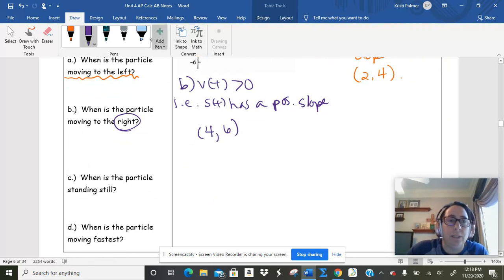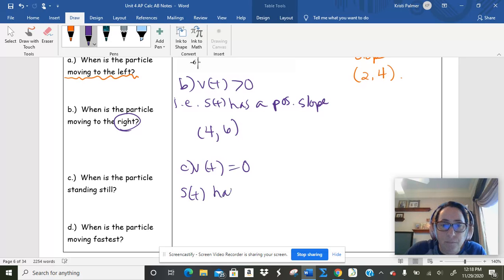When is the particle standing still? That's when v of t is 0, or when s of t has a 0 slope. And where does that happen? 0 to 2 and 6 to 7.